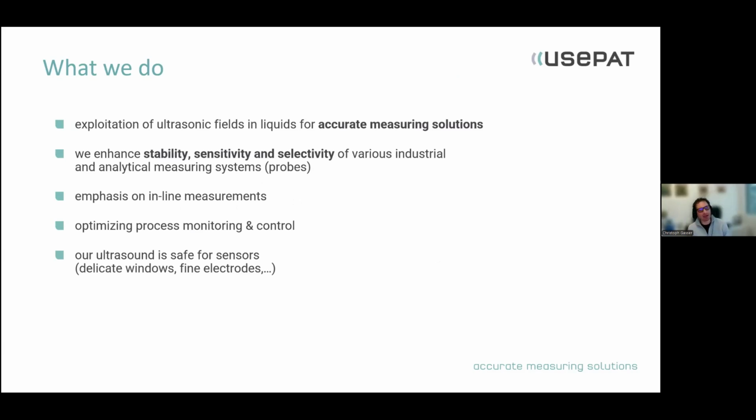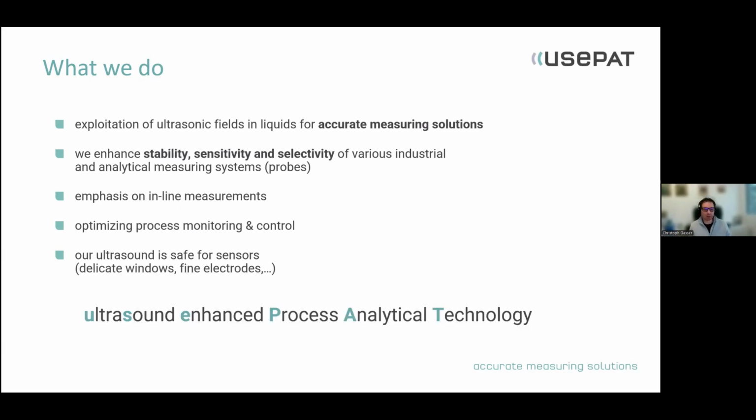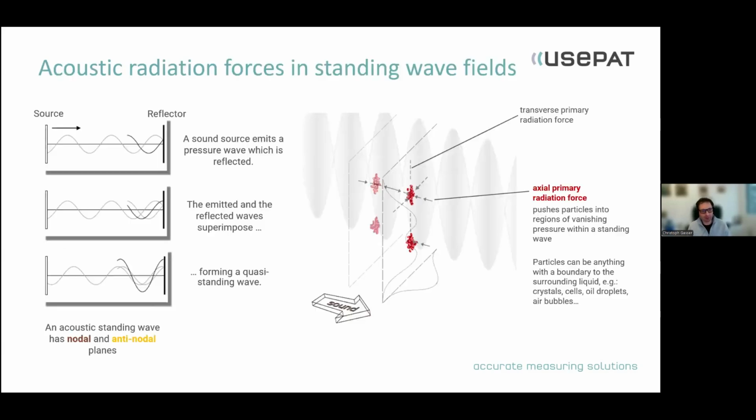We are using ultrasonic fields in liquids to enhance the stability, the sensitivity, and the selectivity of a variety of different inline probes. One quick word about the ultrasound: we are using megahertz fields. These ultrasonic fields are usually safe for sensors, also for cells. The name is not only a cute wordplay, the usePAT, it's also an acronym and stands for Ultrasound Enhanced Process Analytical Technology.